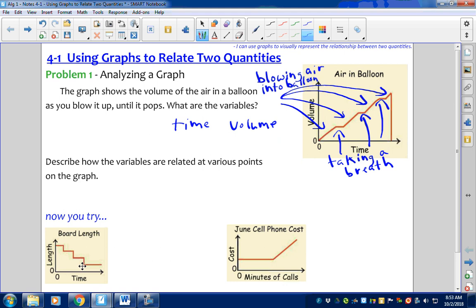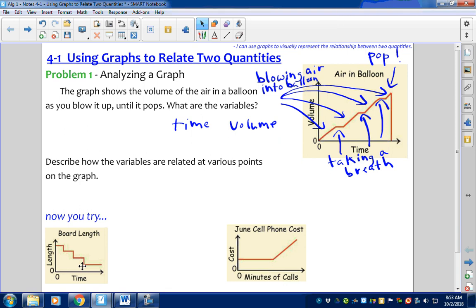In the textbook, you might want to just write a sentence, saying, as on those increasing lines, he's blowing air into the balloon. When it levels out, he's taking a breath. And then right here, we have a key feature. What's happening here? Pop. Yeah. It pops right there and is immediately devoid of any air.